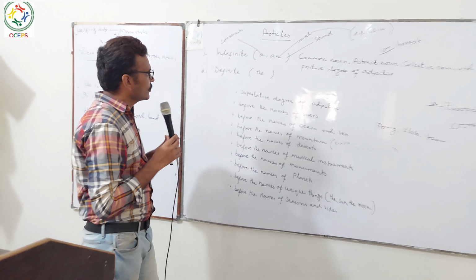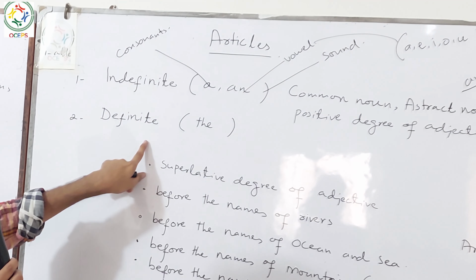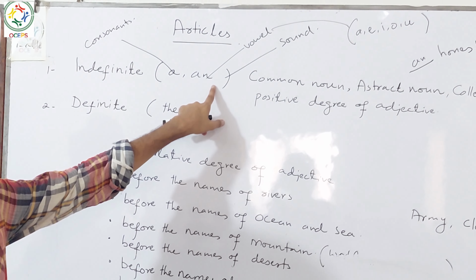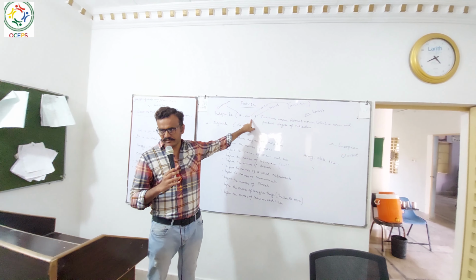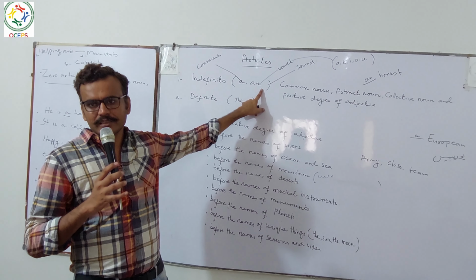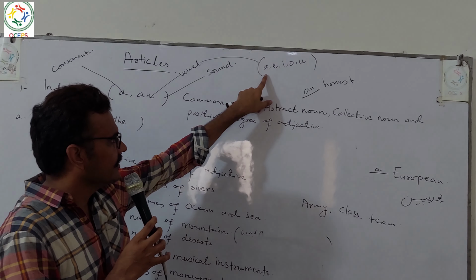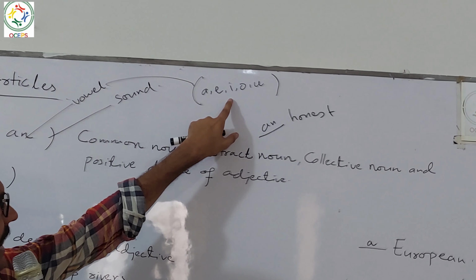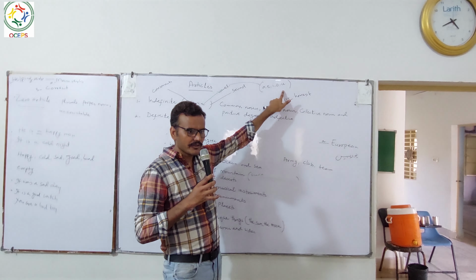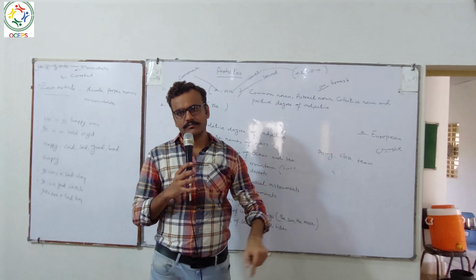Okay? So we have two types of articles. One is indefinite, another is the definite. In the indefinite we have two articles, one is a and the other is an. They mostly are represented with the sounds. When I was at school, I was taught by the teachers that the words which start with vowels like A, E, I, O, U, you are supposed to use an. Before words that start with a vowel, you have to use an.